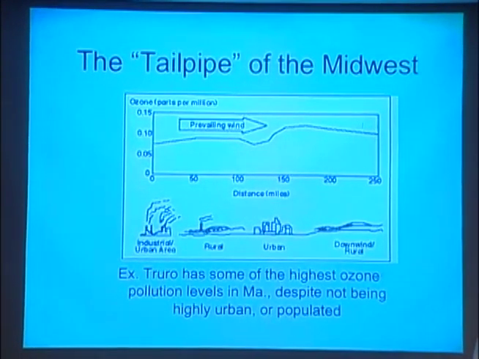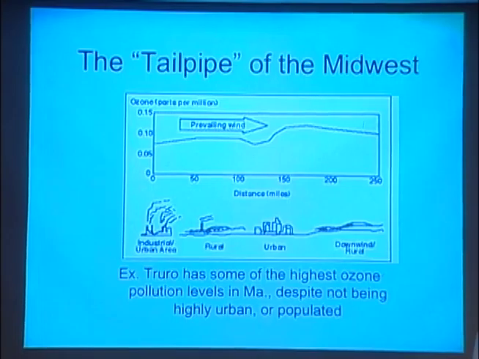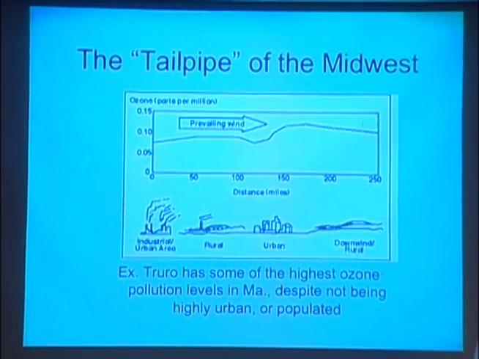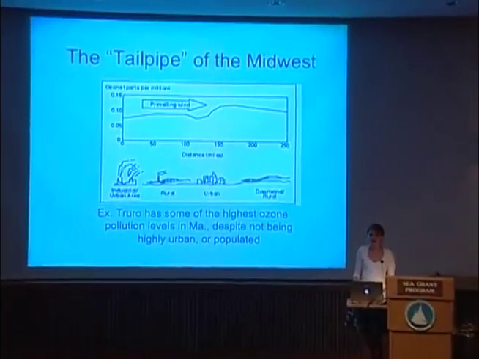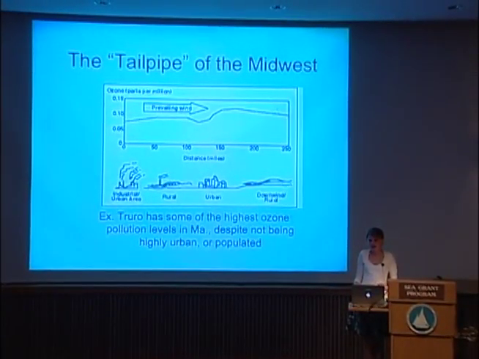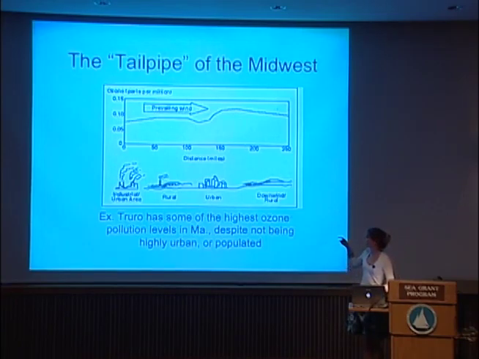And finally, trees closest to main roads, intersections, et cetera, would show a lot more damage than trees in more rural settings. The phenomenon that explains my first two hypotheses is called the tailpipe of the Midwest, and this is referred to a lot, especially in newspaper articles about the Cape. When the volatile organic compounds and nitrogen oxides are emitted, they need to be in the presence of sunlight for a while before they react to form ozone.